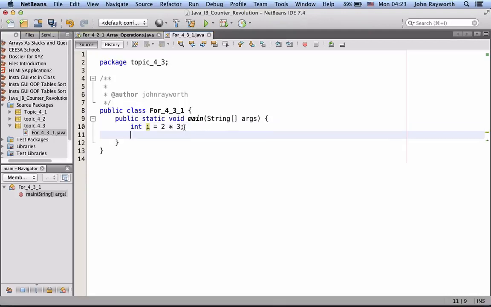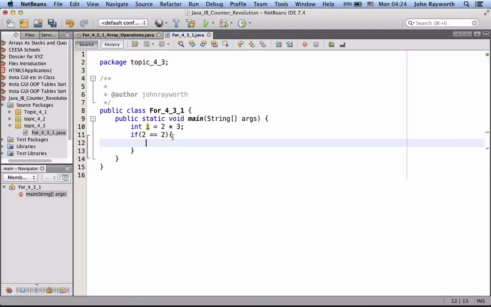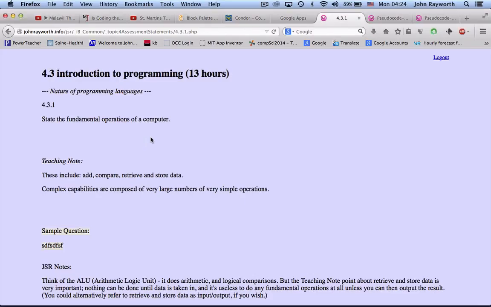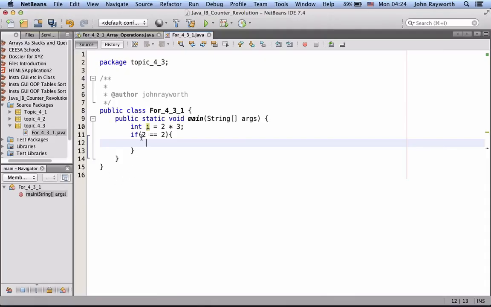So another thing that is absolutely fundamental is this sort of thing. Well, why don't we go 2 equals 2. And again, that's not a statement, so in order to make this compile, we would have to do something like that. So that is the comparison. That operation right there is one of the fundamental operations of the arithmetic logic control unit.